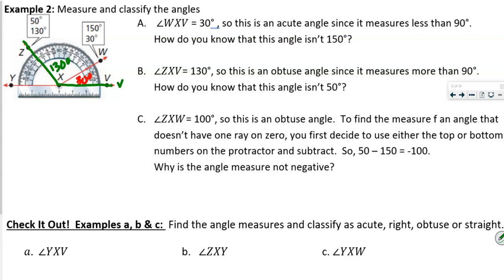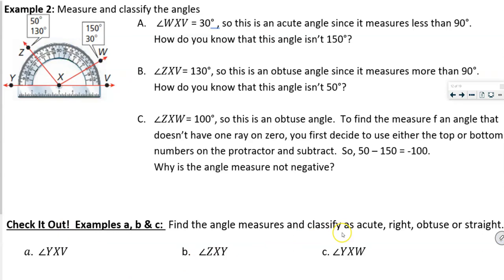And then ZXW. Now the challenge with this one is we have two measures. It doesn't matter whether you use the inside or the outside for this, but you are going to have to subtract them. So if we're at 130 over here and 30 there, then this would be 100 degrees. Again, if we're at 50 and 150, we would still be at 100 degrees. So no matter which way you look at it, that's the way it works. All right, let's see if you guys can do these three down here and then come back to me when you're done. I'm going to erase this so we can use this.